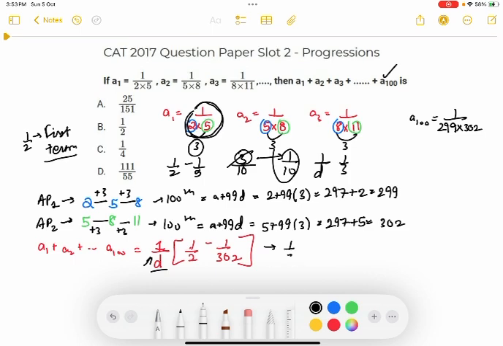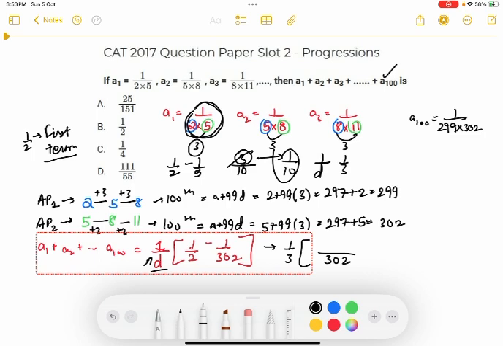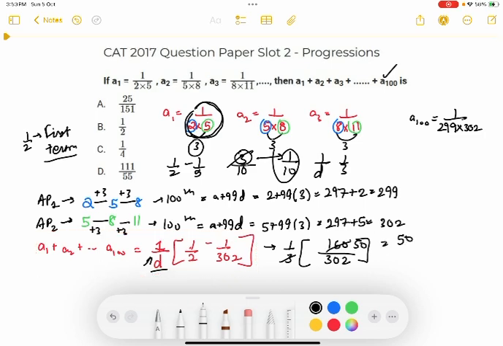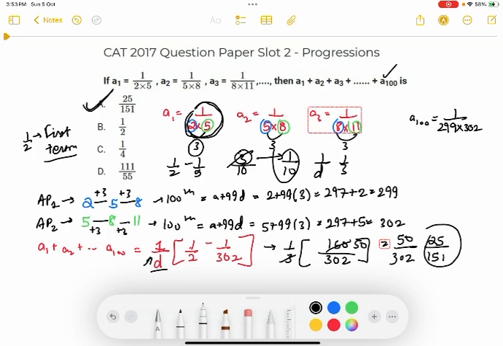So 1 upon 3, and this would be 302, and 151 minus 1, that is 150. And if you solve this, 3 ones are 3, 150 upon 302. This will get cancelled out, that is 25 upon 151. So that would be the answer for this, option number A.